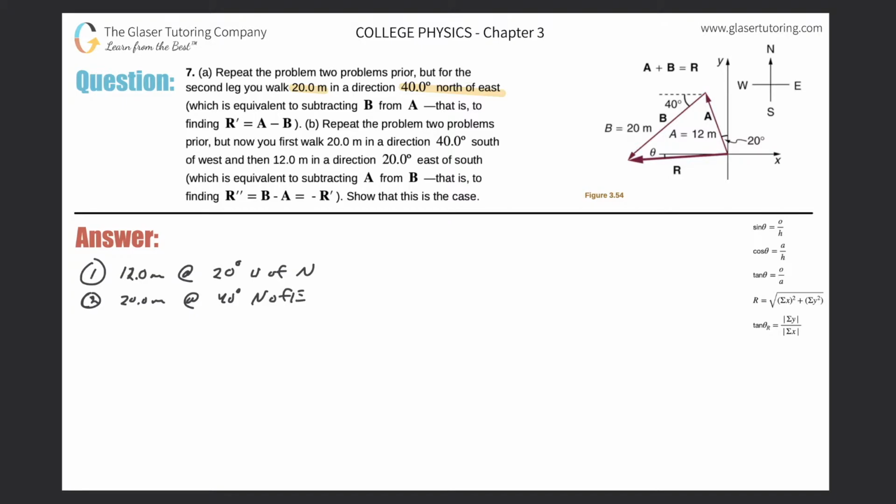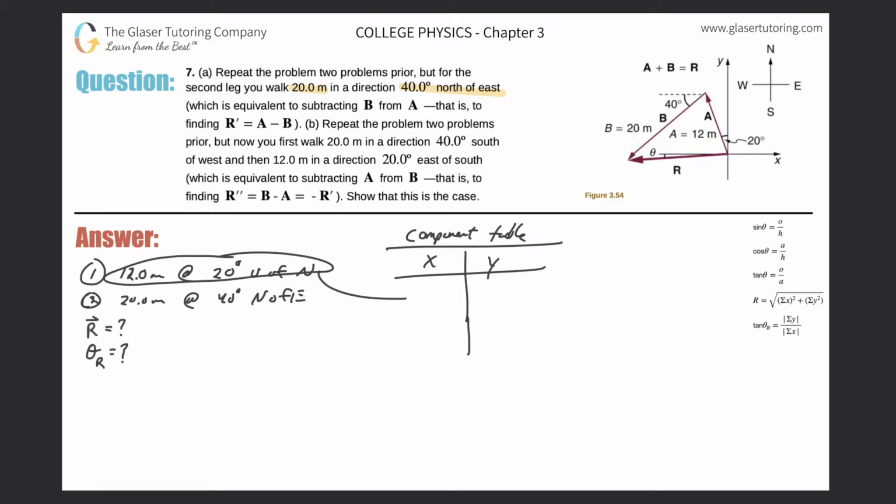Remember the strategy. We are still trying to solve for the resultant vector. We want to know the magnitude and the angle of that resultant vector with its directional components. In order to do so, we create a component table of x and y. We find the components of each vector, plug them in, add them together, and that gives us our resultant vector.